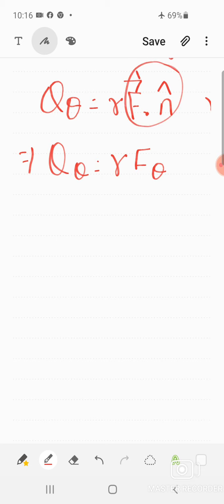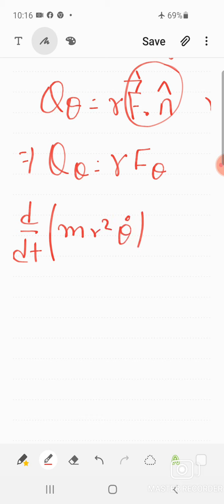Then in the Lagrange equation, we can put all the values, that is ∂T/∂θ̇, ∂T/∂θ and Q theta. We will find that d/dt of ∂T/∂θ̇ will be m r² θ̇, and minus ∂T/∂θ, which is 0 here, will be equal to Q theta.